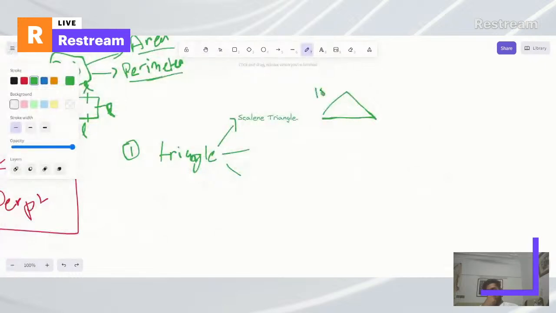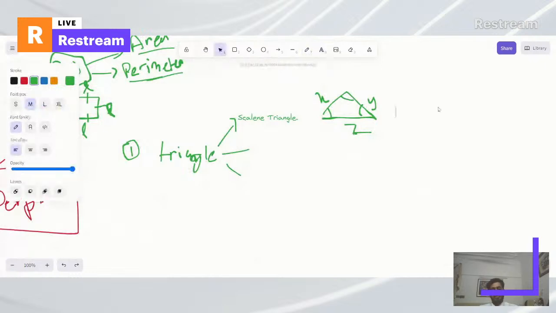Let's write it in terms of variables. So this side is x, this side is y, and this side is z. And the angles are going to be different as well. All the angles are not the same; they're all different. So all lengths and angles are different.